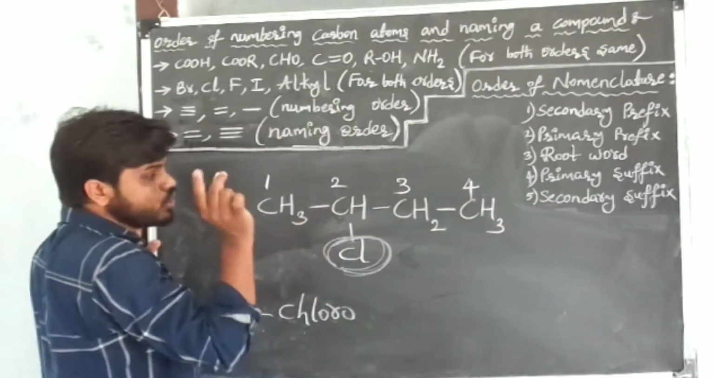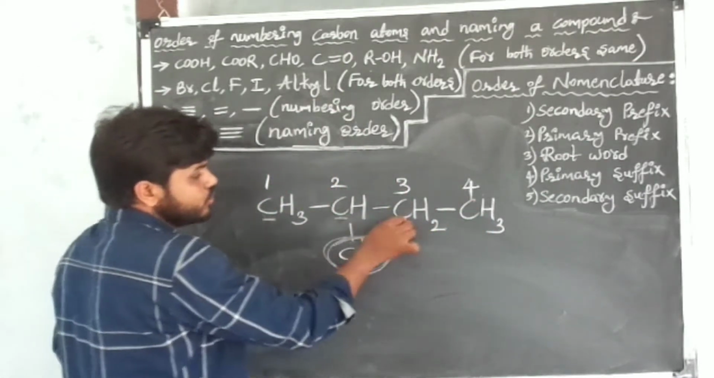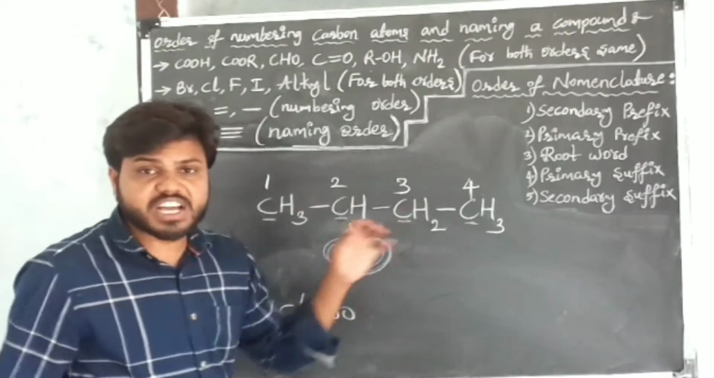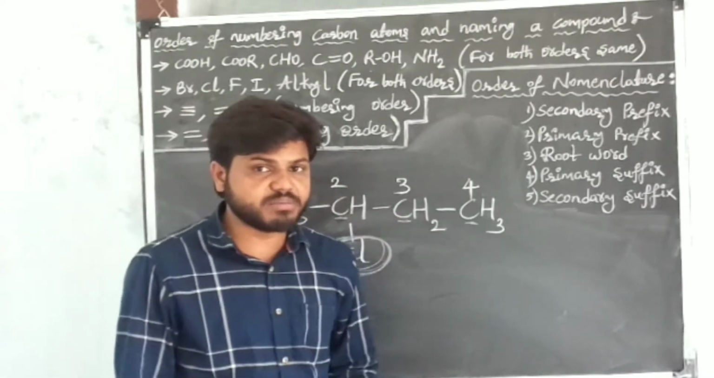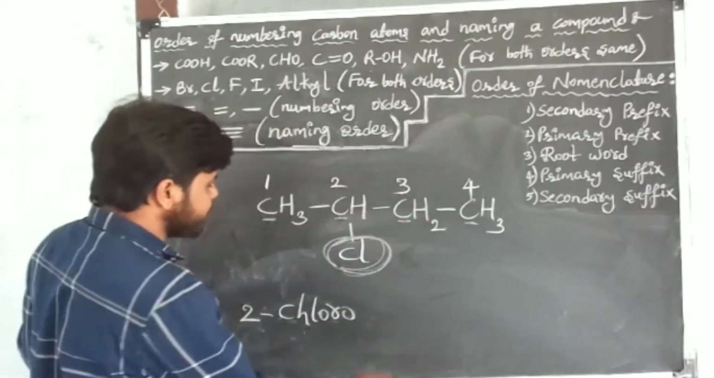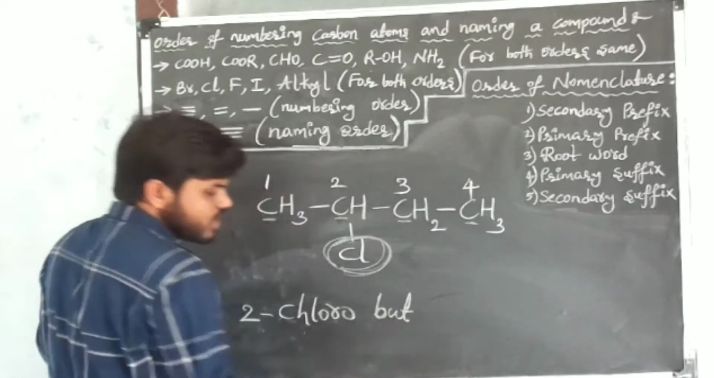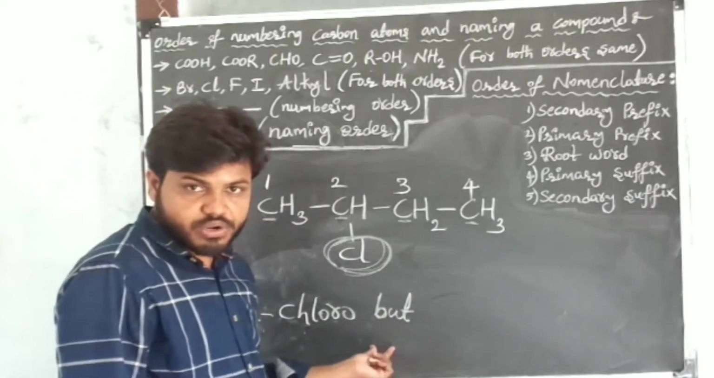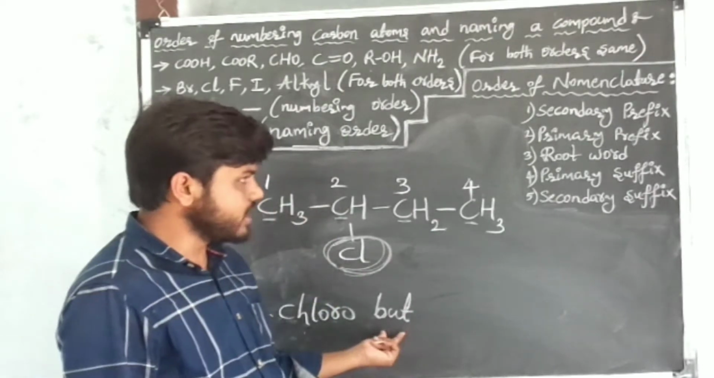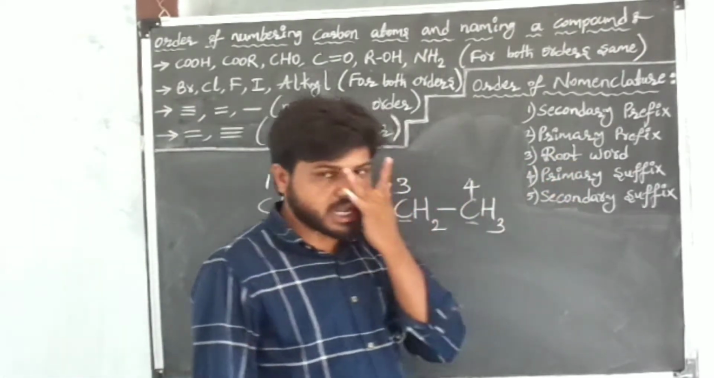See here, there are 4 carbon atoms: 1, 2, 3, 4. The root word for 4 carbon atoms is but. I have written the root word. After the root word, go to the primary suffix.